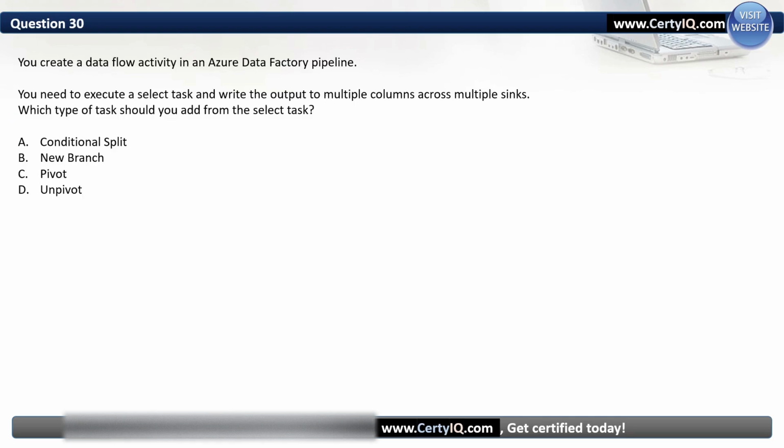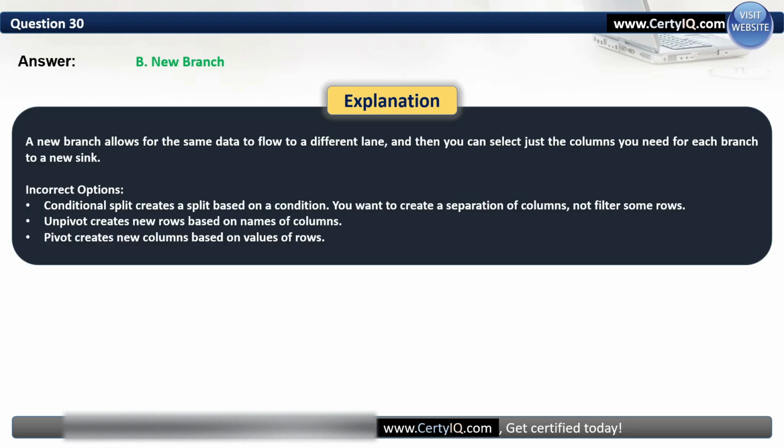Question 30. You create a data flow activity in an Azure Data Factory pipeline. You need to execute a select task and write the output to multiple columns across multiple sinks. Which type of task should you add from the select task? The correct option is B. New branch. A new branch allows for the same data to flow to a different lane, and then you can select just the columns you need for each branch to a new sink.